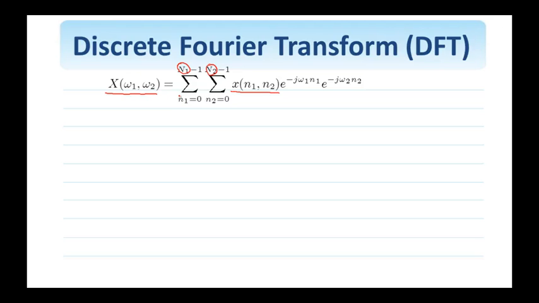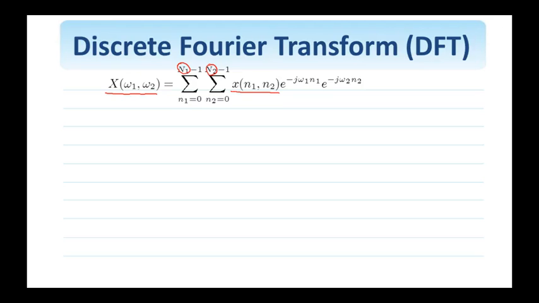The main drawback of it, however, is that it is not a computable transform. I have to find X at all possible frequencies. Omega 1, omega 2 are continuous quantities. So if I have an analytic form for x(n1, n2), then it is possible to find a closed form expression for X(omega 1, omega 2), as was the case with the simple examples we did in the previous slides. If, however, I want to find the continuous Fourier transform of an image that I acquired with my digital camera, then clearly I don't have an analytical expression for the image, and therefore I'm not able to find an analytical expression for X(omega 1, omega 2).